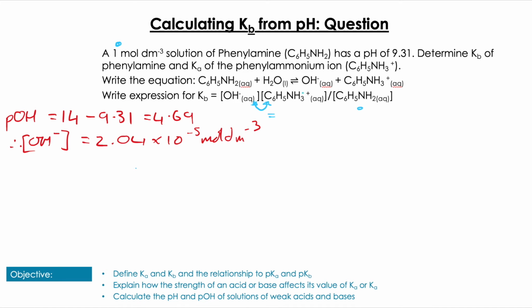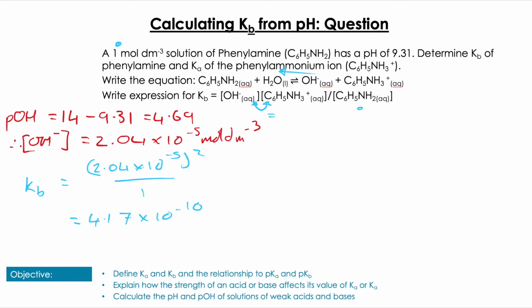Again, I'm going to make the same assumptions. Because it lies over to the left, 1 mole per decimeter cubed is the concentration that I'm going to use for my phenylamine. I'm going to make OH minus and the phenylammonium ion the same concentration. So I can use my value for OH minus all squared divided by 1, which is the concentration given to us in the question. And that is going to equal 4.17 times 10 to the minus 10.